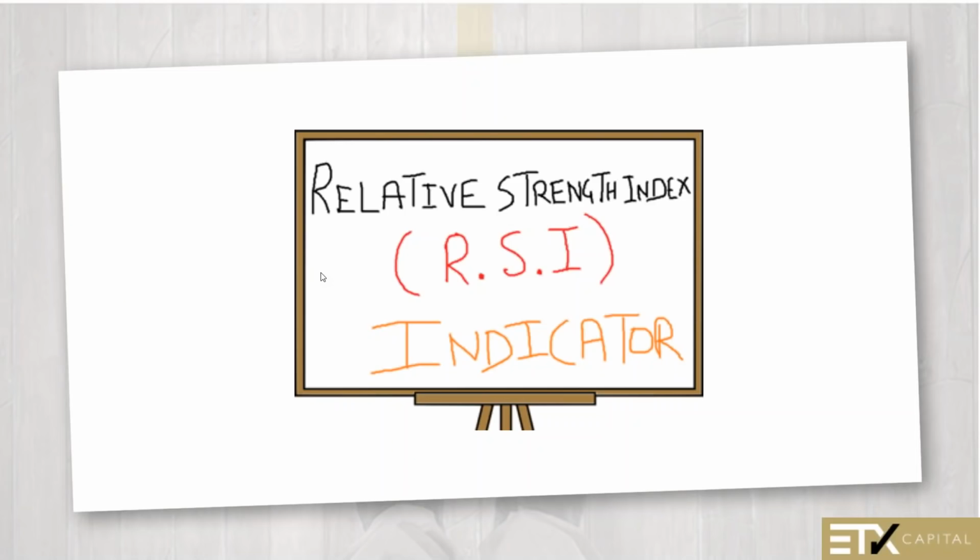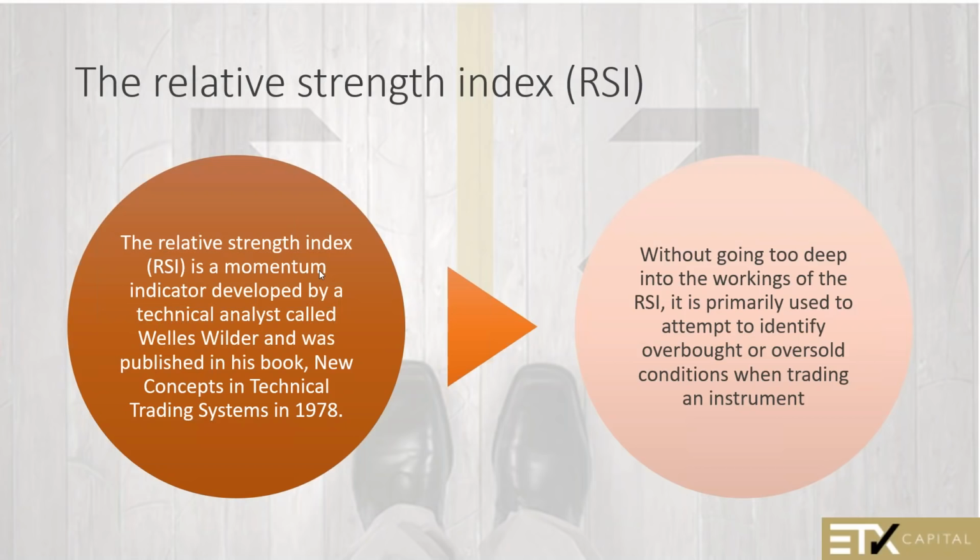So let's get started talking about RSI, Relative Strength Index. It's one of the world's leading and foremost used trading indicators. Now, RSI is a momentum indicator developed by a technical analyst named Wells Wilder and was published in his book New Concepts of Technical Analysis in 1978. So that was almost 50 years ago. So that means it was before CFD trading, before forex trading, and before online trading.